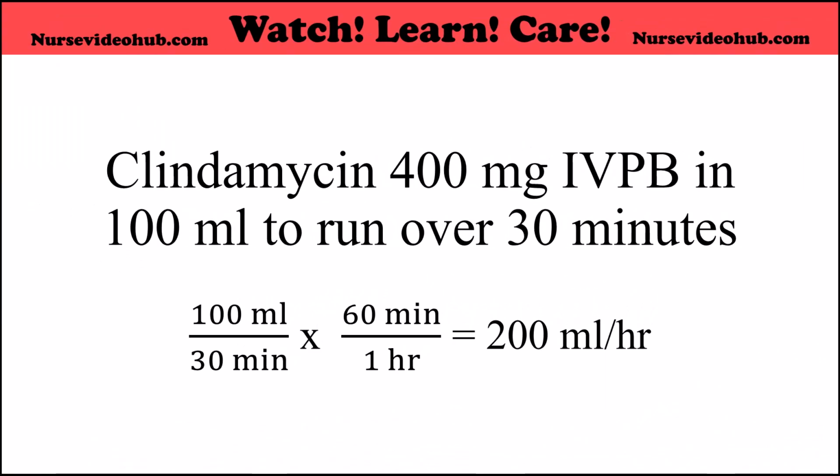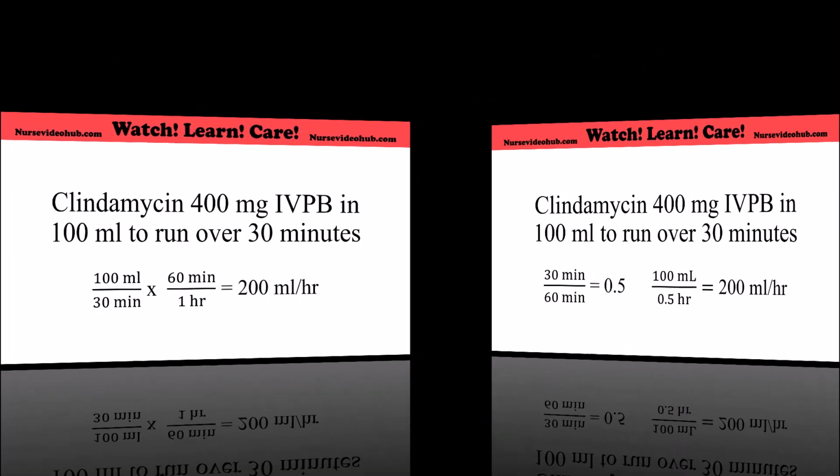You need to convert the minutes to hours. You can set up the formula by adding the conversion factor. Total fluid of 100 milliliters over time to run, which is 30 minutes. Multiply by the conversion factor of 60 minutes over 1 hour. The minutes cancel out. 100 milliliters times 60 divided by 30 equals 200 milliliters per hour, and that is what you program the IV pump to, 200.